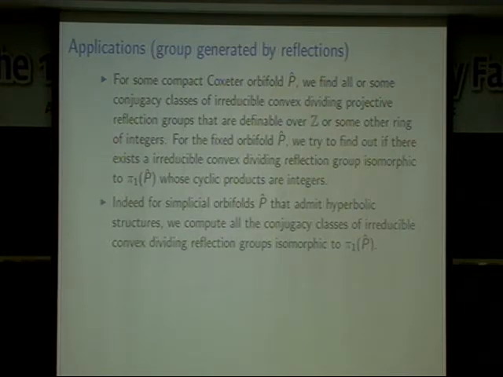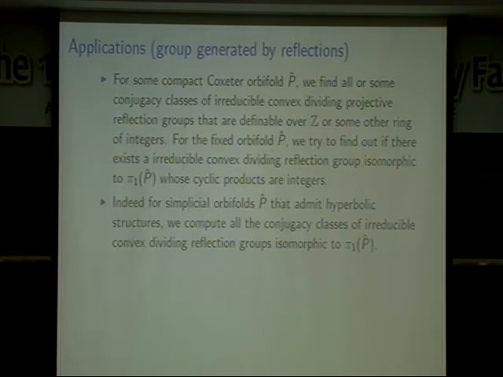So I would like to apply our result, first, for groups generated by reflections. For some compact orbifold P, we find all or some conjugacy classes of irreducible convex dividing projective reflection groups that are definable over Z or some other ring of integers. So for a fixed orbifold P, we try to find out if there exists an irreducible convex dividing reflection group isomorphic to the fundamental group of P, whose cyclic products are integers.